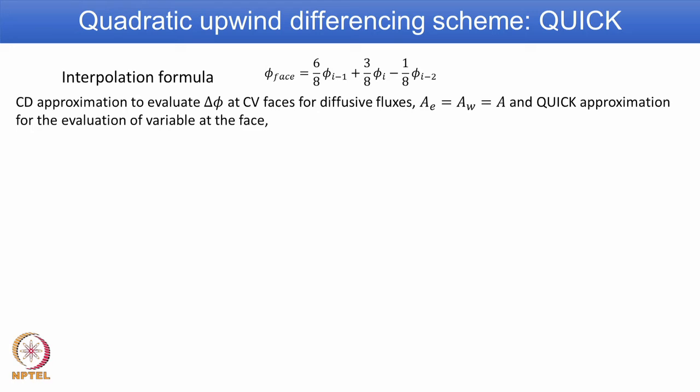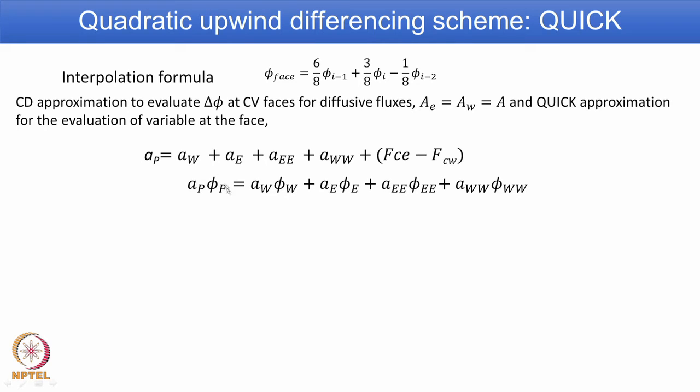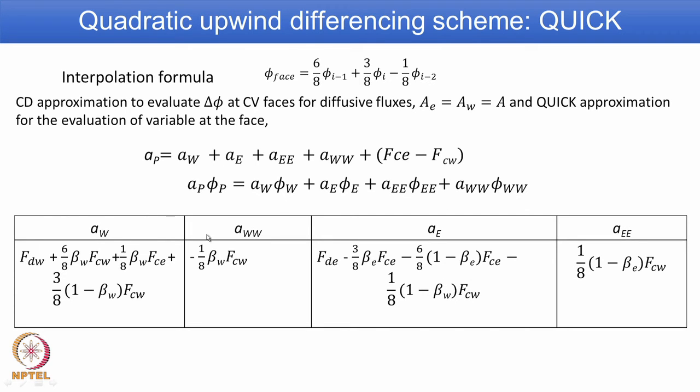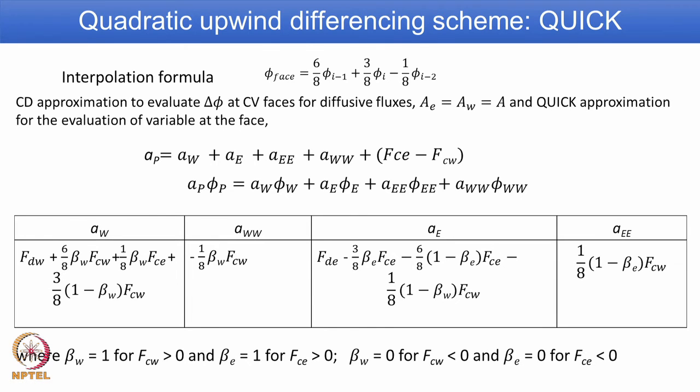After doing that operation and putting both into the final discretized form, you will get the regular final discretized equation as shown here. AP is equal to AW plus AE plus AWW plus the remaining term, and phi at P is related to the neighboring coefficients as shown here. We already listed AW, AWW, AE and AEE. In this problem the flow is only from left to right, so the coefficients are taken to suit this problem, and beta is defined as we did before.